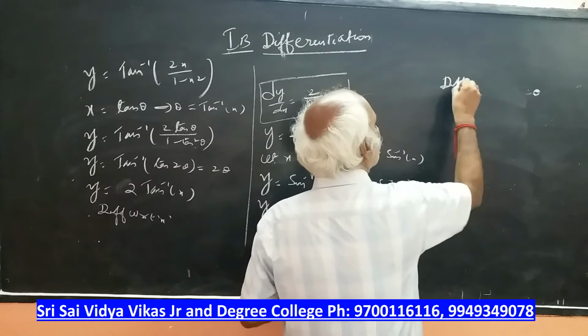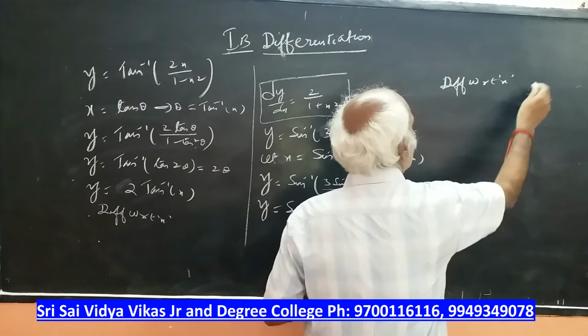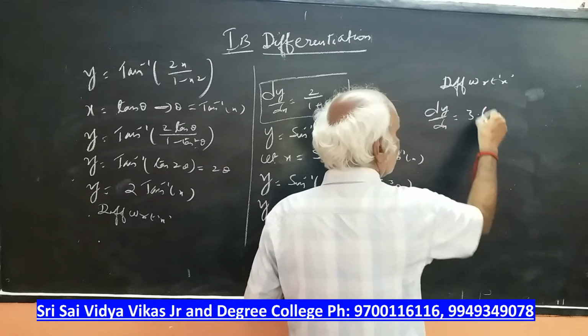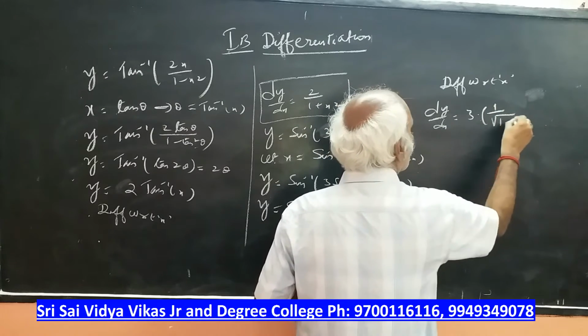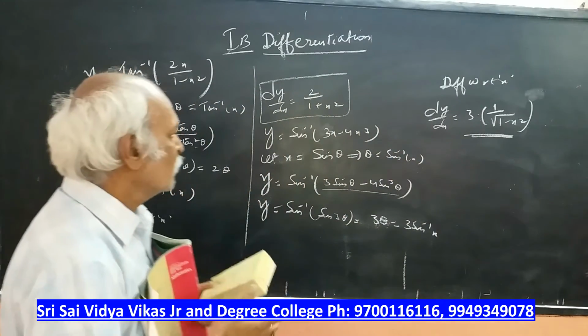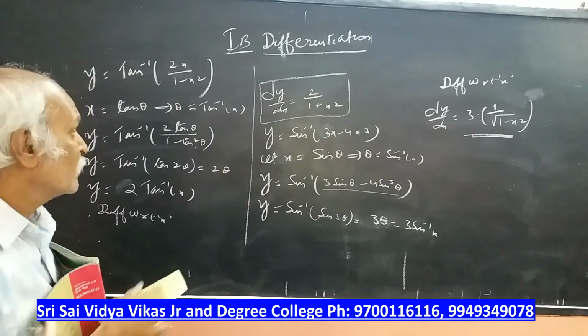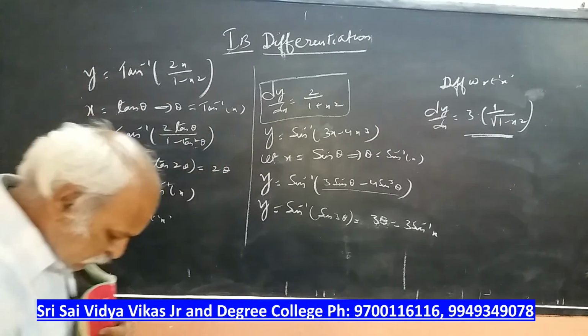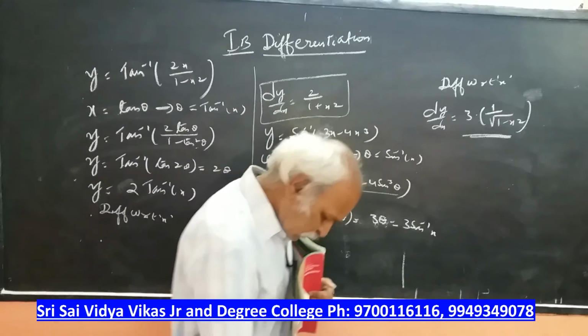So, differentiate with respect to x. So, what will happen? dy by dx is equal to 3 into 1 by root of 1 minus x square. So, what does it mean? You should know all the trigonometric formulas. Formulas తెలుస్తేనే లెక్కలు చేయగలం సార్. Otherwise, you cannot do it. Please note down this.